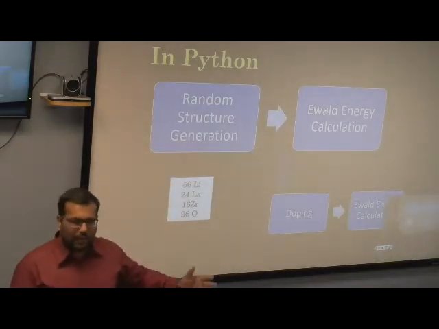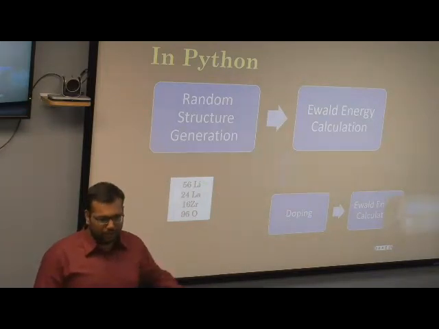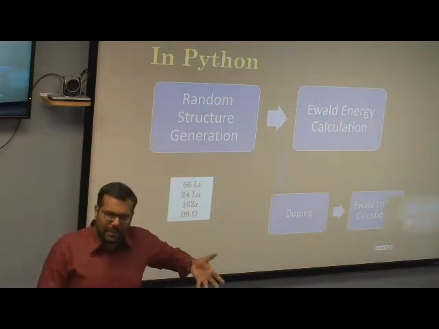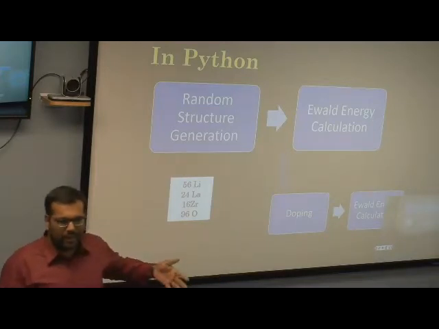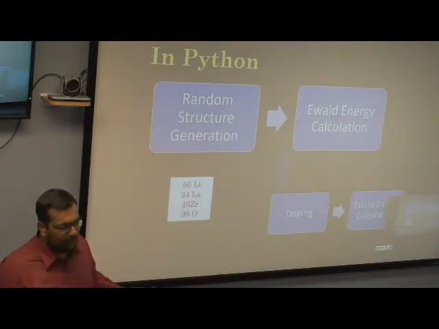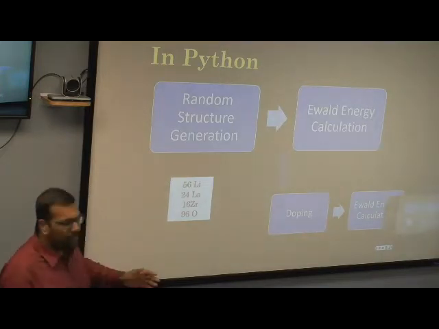Then I calculated the Ewald energy for each of the structures and sorted them. Out of 10,000, I took 5 or 10 structures having the minimum Ewald energy, and then did the geometrical optimization in VASP so that I can get the minimum ground state energy for that stable cubic structure. After that, I did the doping.